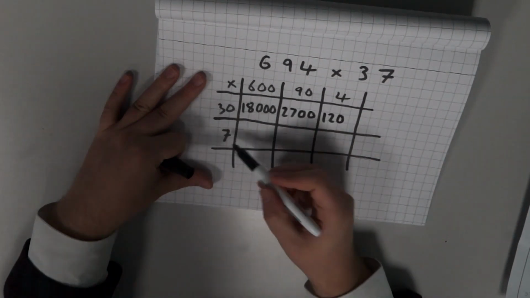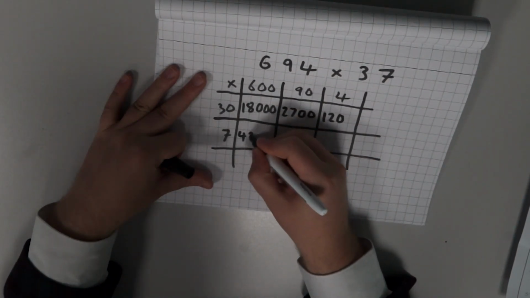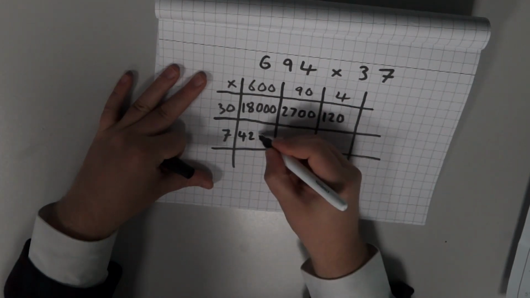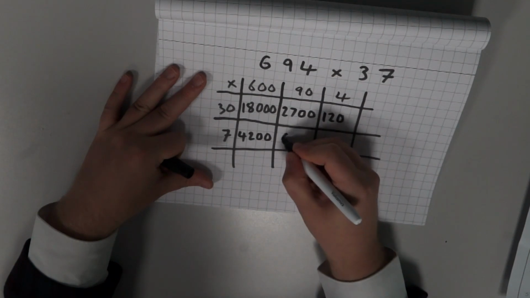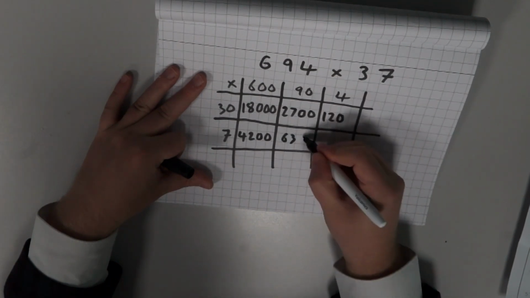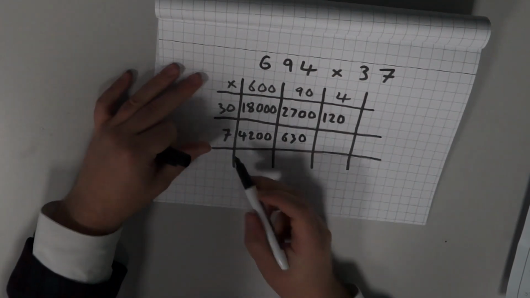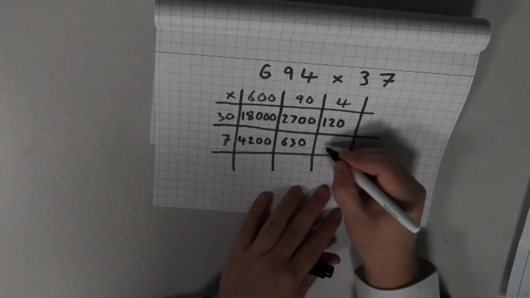7 times 600, 7 times 6 gives me 42. And I've got 2 zeros from the 600. 7 times 90, 7 times 9 is 63. 1 zero from the 90. And then 7 times 4 gives me 28.